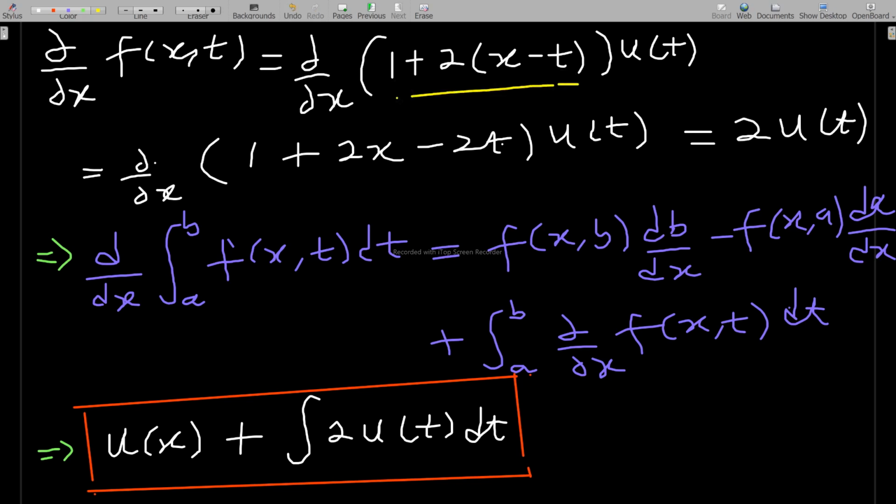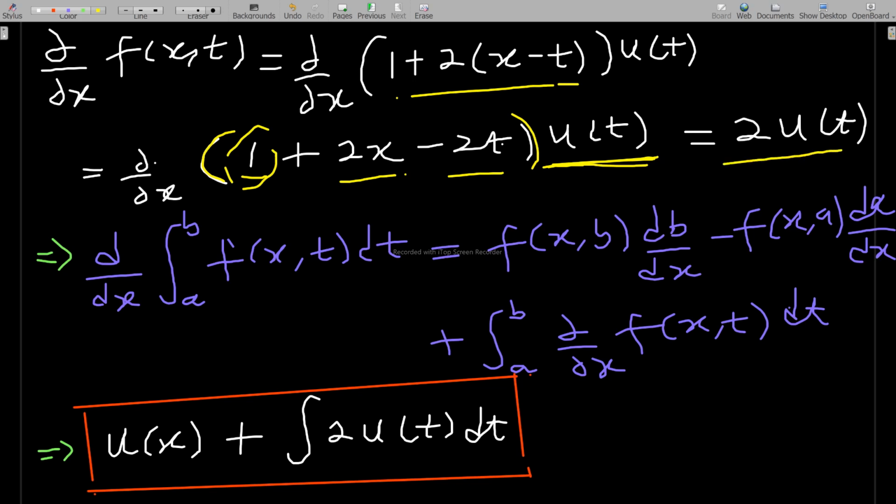Okay, and when you get 1 plus 2x minus 2t all times u of t, now u of t is a constant because you are differentiating with respect to x, so u of t becomes a constant, and 2t will become a constant. One will become a constant. Okay, so what you have to do is just differentiate the whole of this bracket and multiply it to this constant. Or you can go ahead and again expand this and differentiate them term wise, but I think here will be okay. So you differentiate 1, you get 0. You differentiate 2x, you get 2. You differentiate minus 2t, you get 0. So I have 2 times u of t. Okay, so I have that as well, like this.